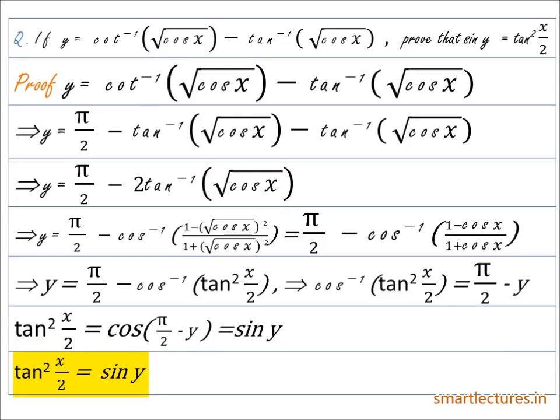So that means if y is equal to cot inverse square root of cos x minus tan inverse square root of cos x, then in that case sine of y is equal to tan square half x.